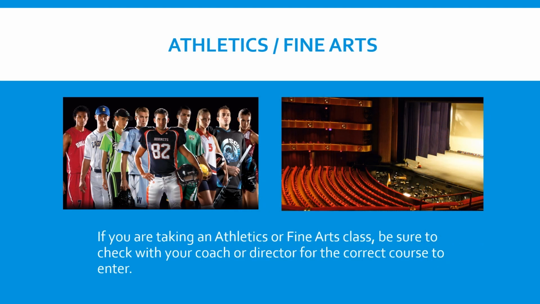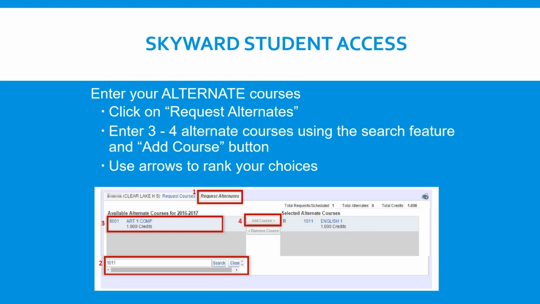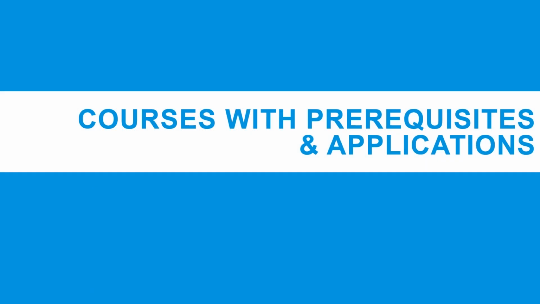If you're taking an athletics or fine arts class, be sure to check with your coach or director for the correct course number to enter. Remember to enter your alternates. 3 to 4 alternates must be entered. Now, let's talk about those courses with prerequisites and the ones that require applications.